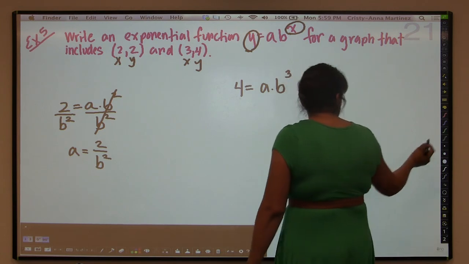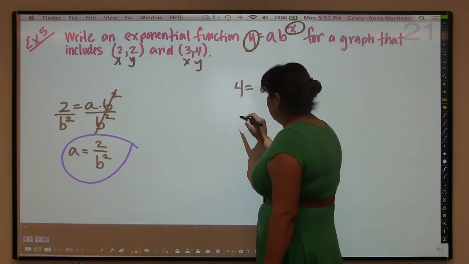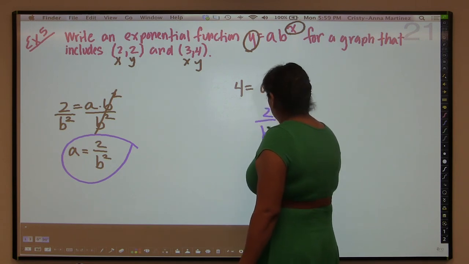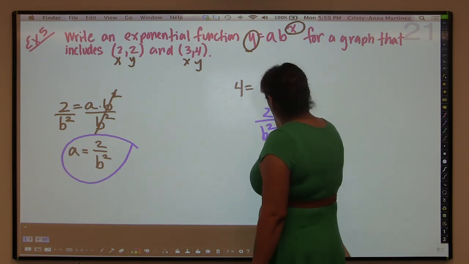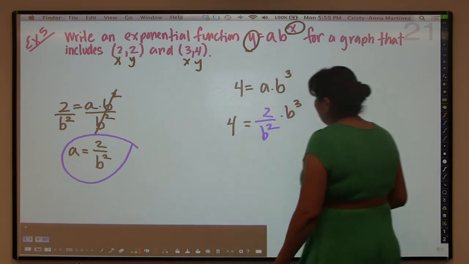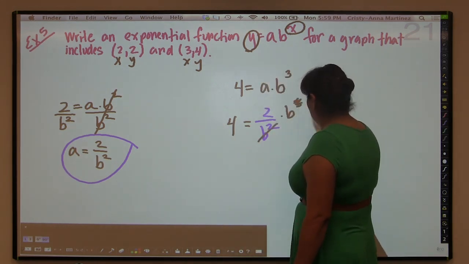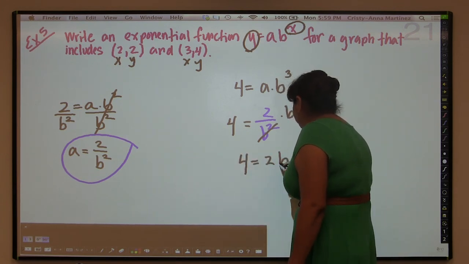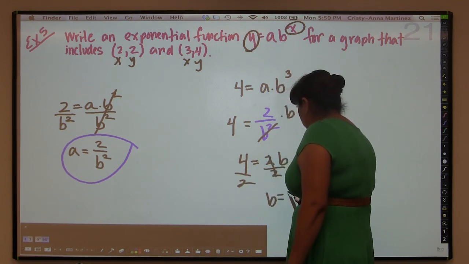Well, since I already know that a is 2 over b squared, I can now plug that in for a. 2 over b squared times b cubed, and then equals 4. You can combine these. So these b squareds cancel out 2 of those, leaving you only 1. And you have 4 equals 2b. Divide by 2, and b equals 2.